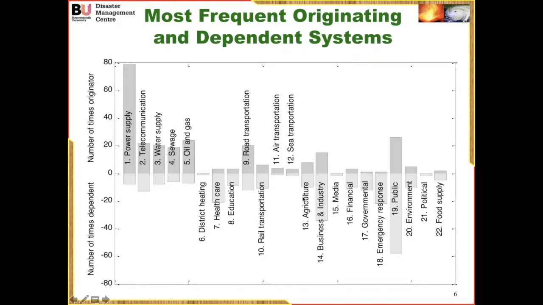So if you look at this slide, the gray bars show the number of times each system has been represented in an analyzed event, and the blue lines in the slide illustrate the system impact.